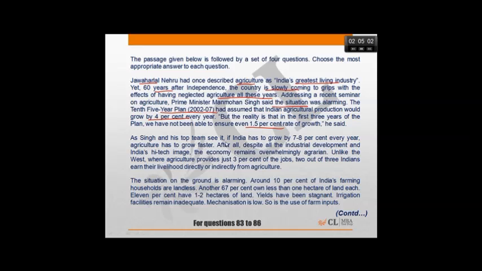As Singh and his top team see it, if India has to grow by 7 to 8%, agriculture has to grow faster. After all, despite all industrial development, 2 out of 3 jobs are in agriculture. The situation on the ground is alarming. Around 10% of India's farming households are landless. 67% own less than 1 hectare, and 11% have 1 to 2 hectares of land. Yields have been stagnant. Okay, these are the problems. Mechanization remains low, so is the use of farm inputs.